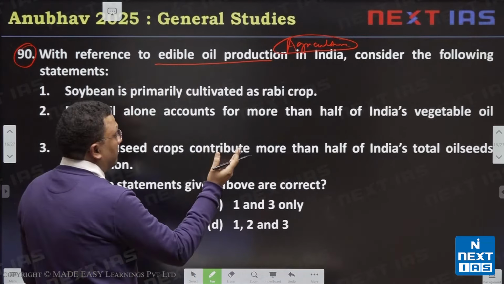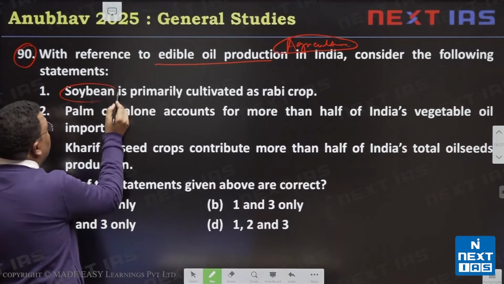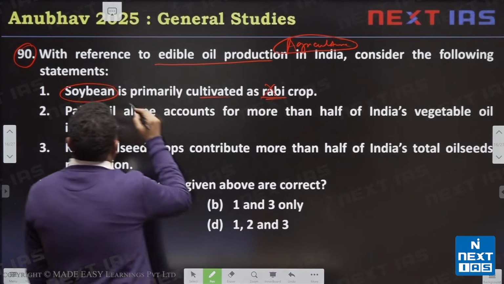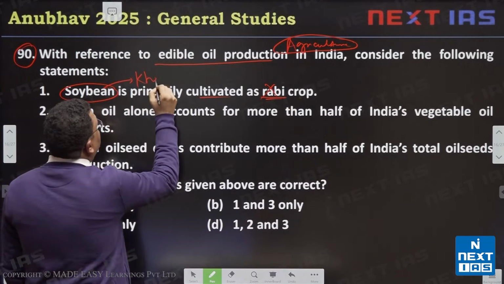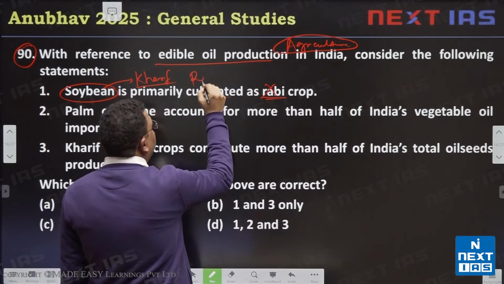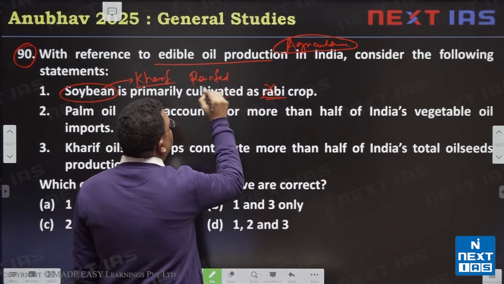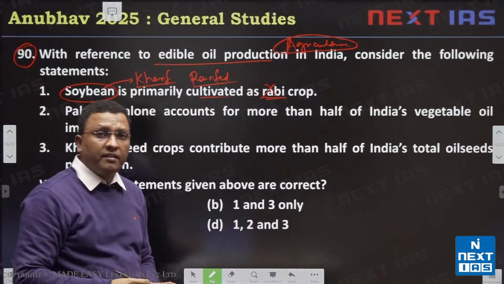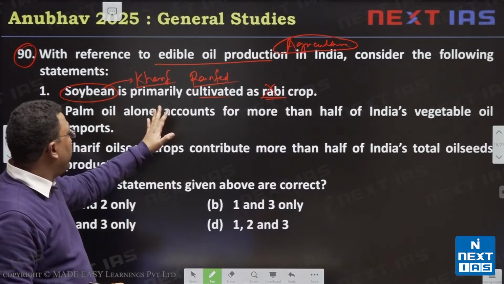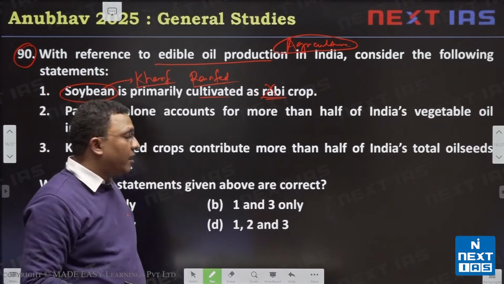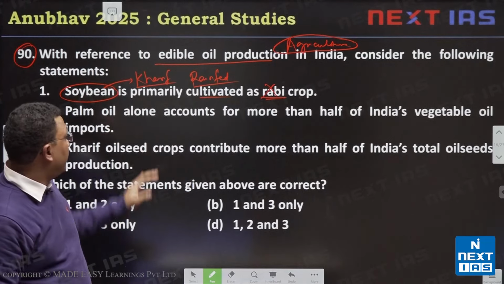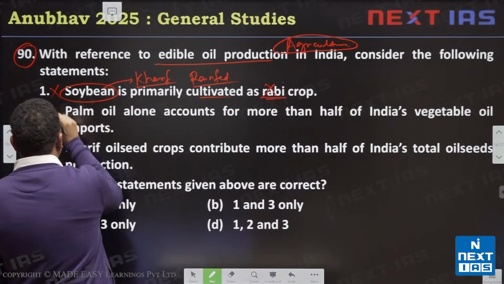Now let's see the statements. The first statement says soybean is primarily cultivated as a rabi crop. This is not correct. Soybean is primarily a kharif crop, right? And this is in fact a rain-fed crop, which is cultivated after the arrival of monsoon in the kharif season, right? Though in some areas soybean is cultivated in rabi season as well, its primary cultivation takes place in the kharif season. So first statement is not correct.